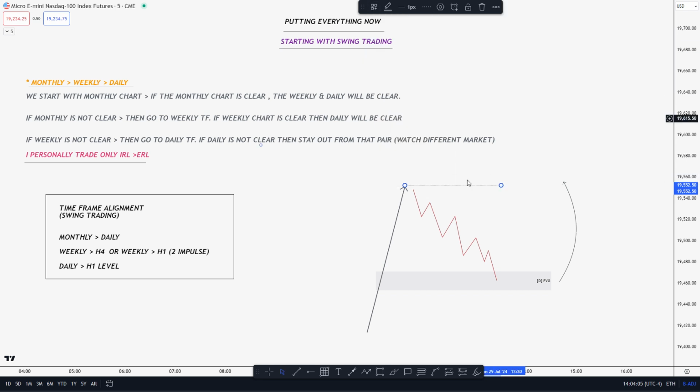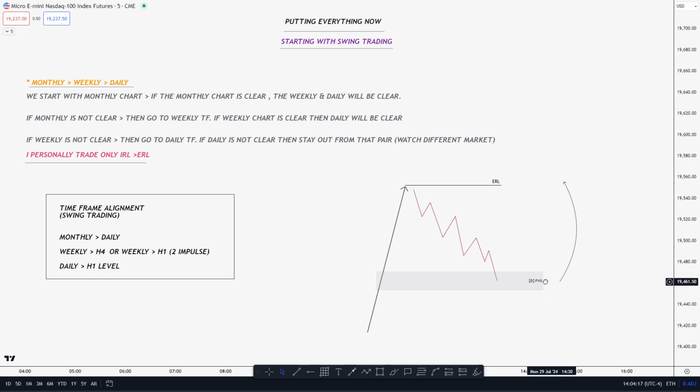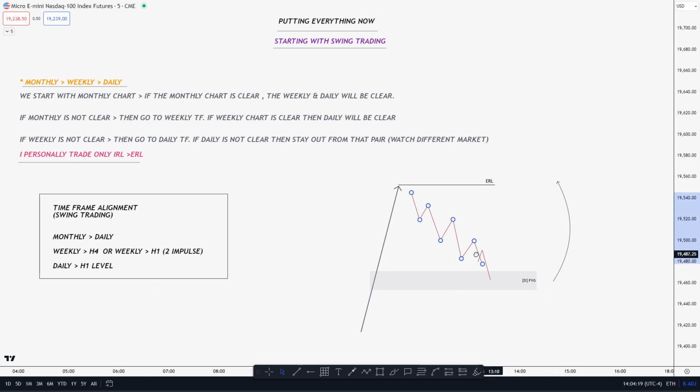Okay, and this red arrow you are seeing, let's say this is 1 hour time frame. Okay, so I understand we hit daily fair value gap, so I'm using my time frame alignment. Okay, so from daily I am watching market at 1 hour level. Okay, this is, let's say for example, 1 hour time frame. Okay, this retracement, we are watching this as 1 hour time frame.